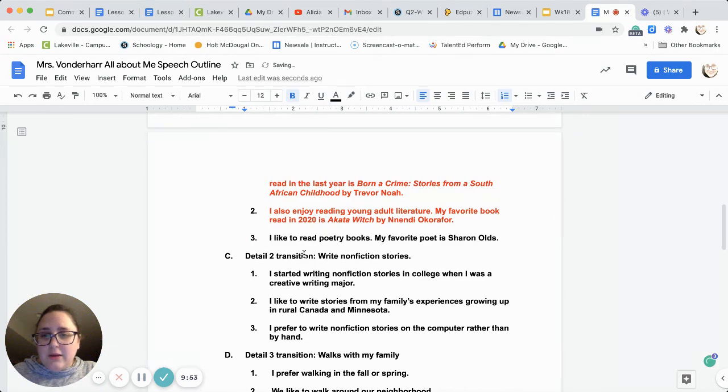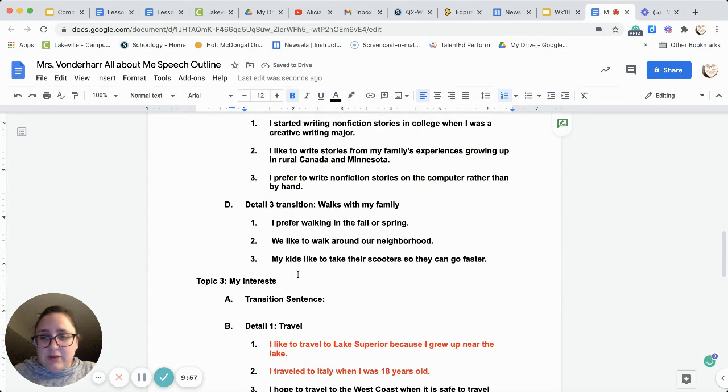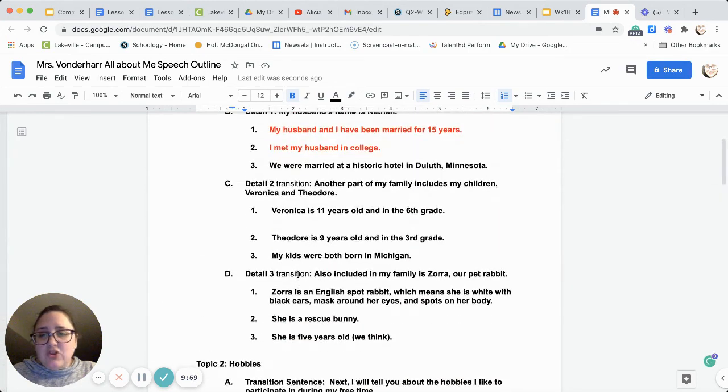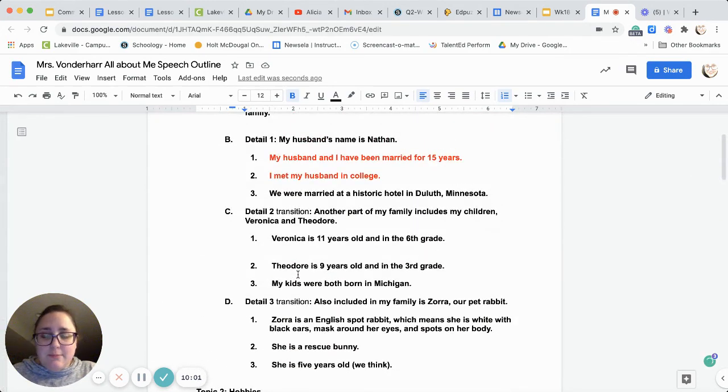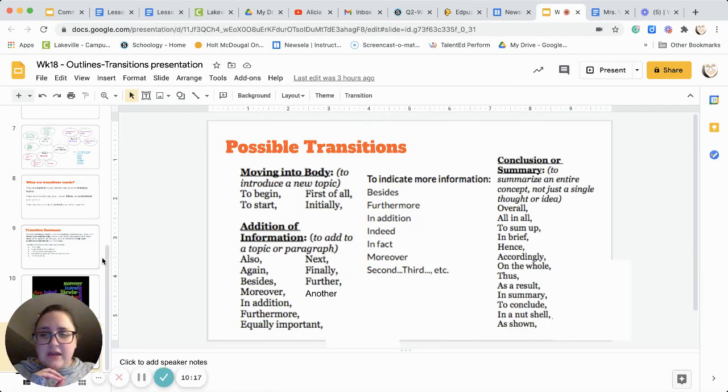And then I'm going to have to do my transition into detail 2, my transition into detail 3. You can see I've only just moved my content from my mind map onto my outline, and now I need to add in those transitions. So that's our goal this week, you guys: to get all of our content, all of our topics and details moved from our mind map into our outline. And then you need to add in those transition sentences.